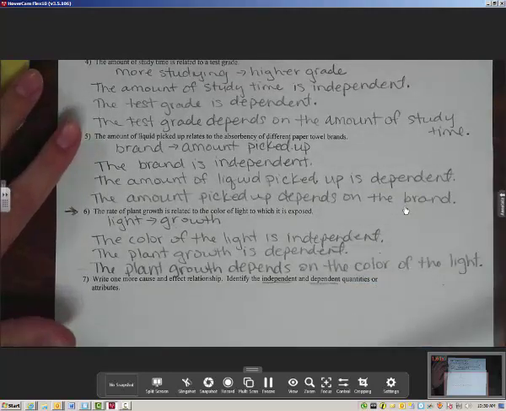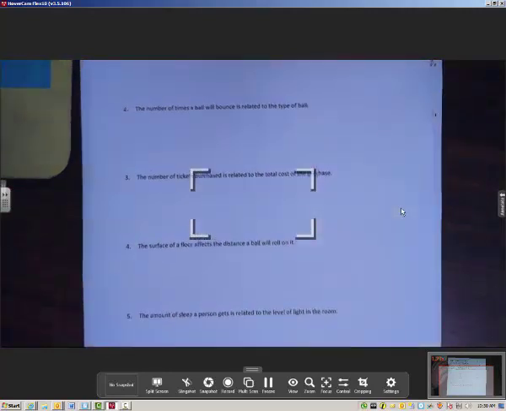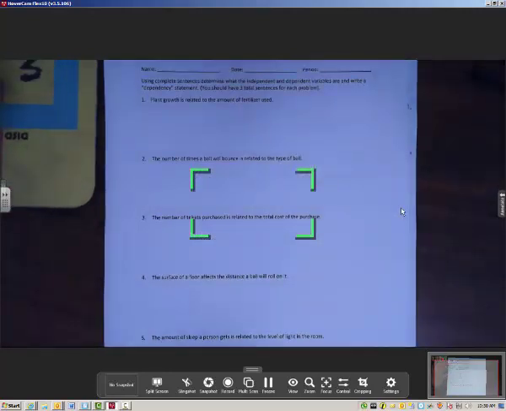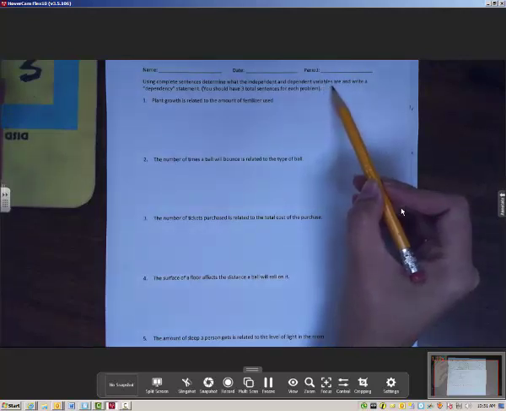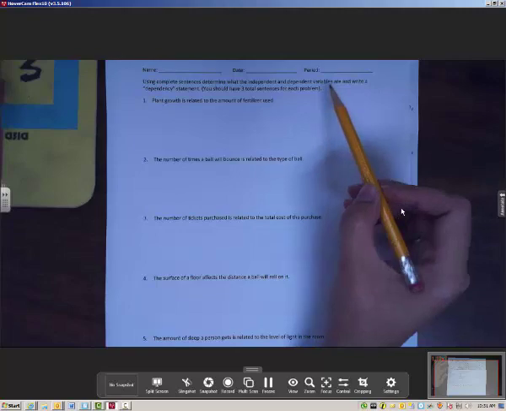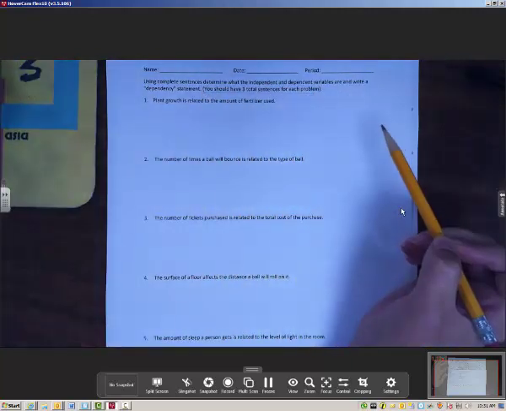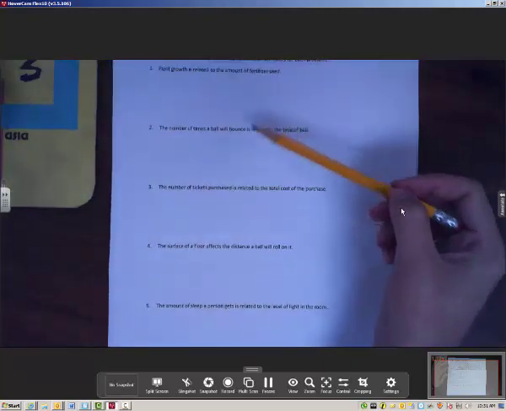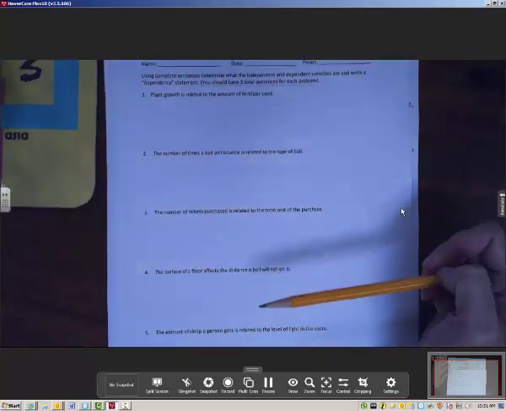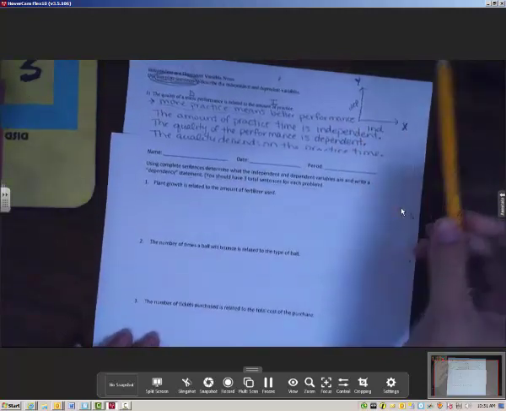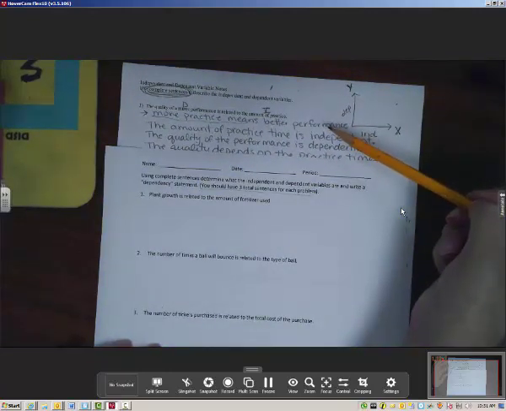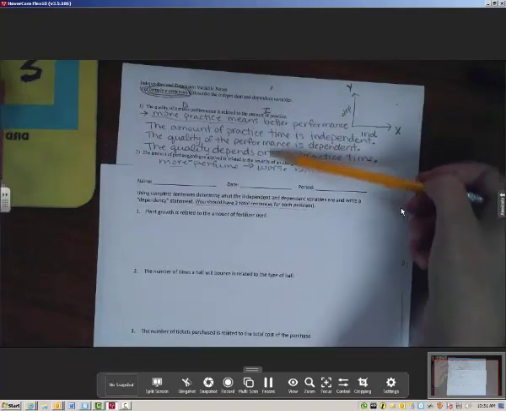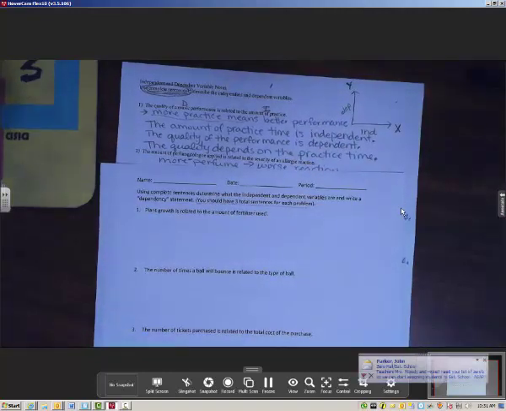Once you've done that, you need to pick up the homework, which looks like this. It is 5 problems. Let me zoom out a little bit. Okay, the directions are up here. Using complete sentences, determine what the independent and dependent variables are and write a dependency statement. You should have a total of 3 sentences for each problem. Okay, this has 5 problems on it, which means you should have a total of 15 sentences. Okay, now keep in mind that we also wrote like a little statement to help us determine which was independent and dependent. So if you do that, then it's going to look kind of like 4 sentences, but of course this first one was not a complete sentence. Okay.